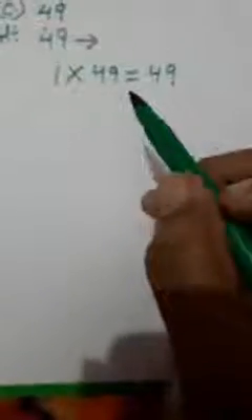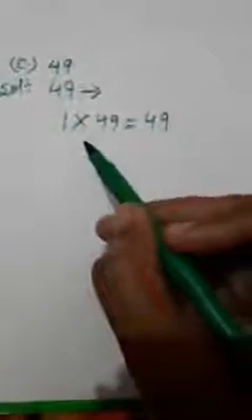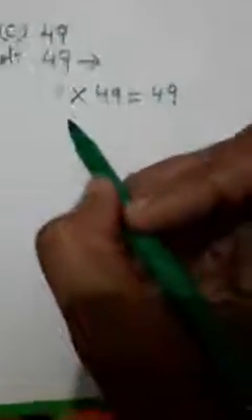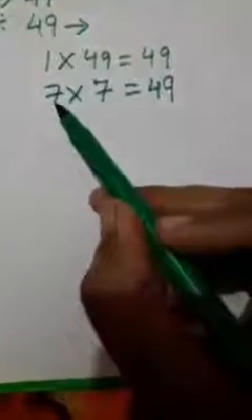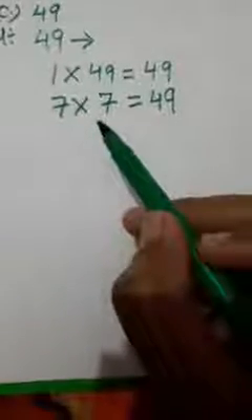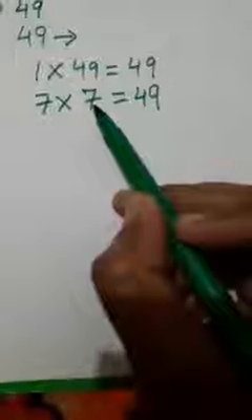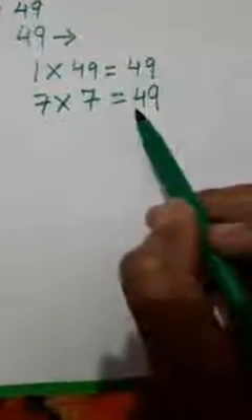In 6's table, we are not getting 49. By 7, we know that 7 sevens are 49. In 7's table, 49 comes. So 7 is a factor of 49. See, we have reached 7. We will not check for 8 because we have already got 7 here. So in that case we have to stop.